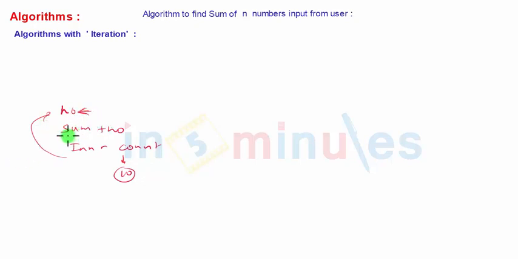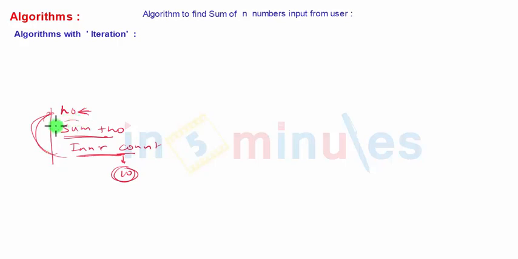Input the number, add it to the sum, increment the count. Again input the number, add it to the sum, increment the count. But after every increment of the count, we check whether it has crossed 10. If it has not crossed 10, then we repeat the steps. So this part is to be repeated n number of times. What are you repeating? Asking for a number, reading a number, adding to the sum, then incrementing the count. This is to be done multiple times.